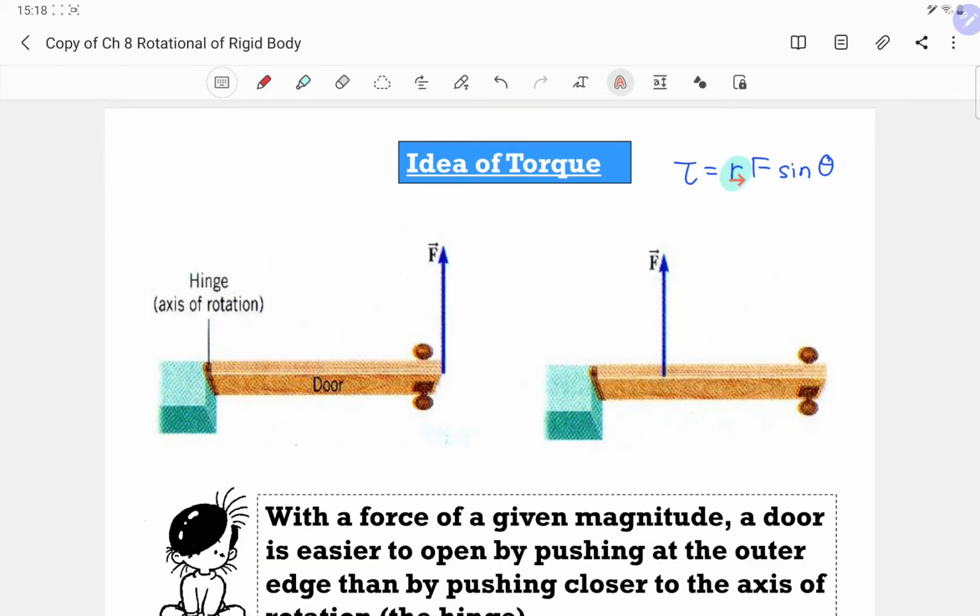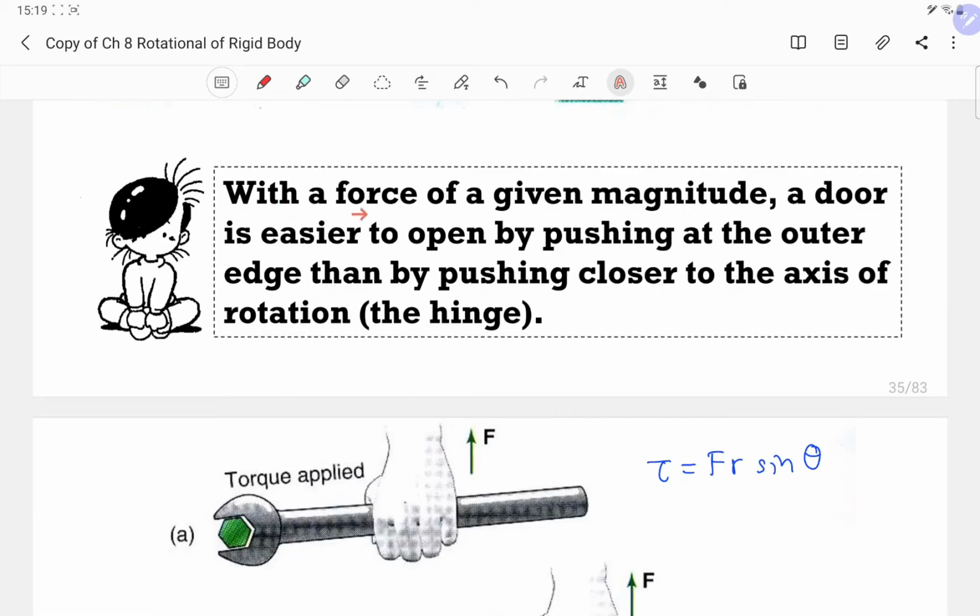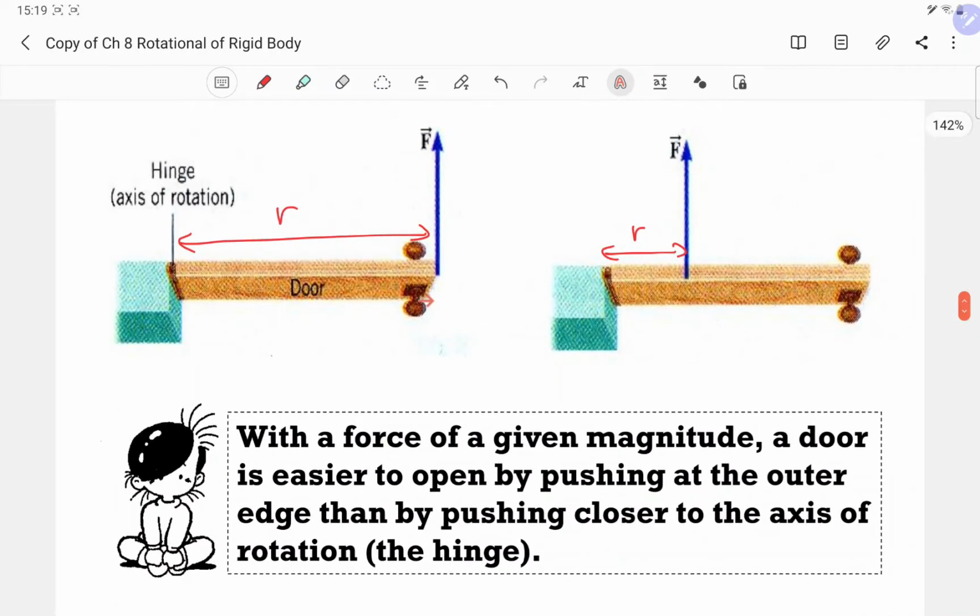Okay, now we focus on the effect of R on the torque. As you can see, there are two diagrams over here, one with a bigger R and this one with a shorter R. So when the R is small, the torque will become small. If the R is big, torque will be big. This shows that with a force of a given magnitude, a door is easier to open by pushing at the outer edge than by pushing closer to the axis of rotation. So your hand must be far from the axis of rotation.